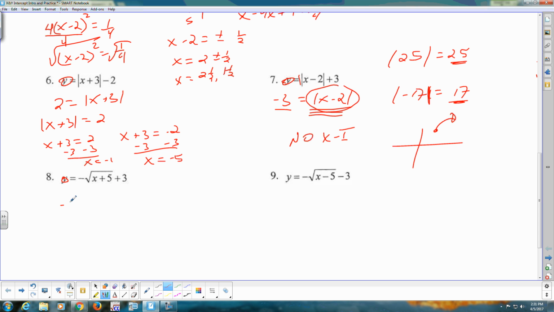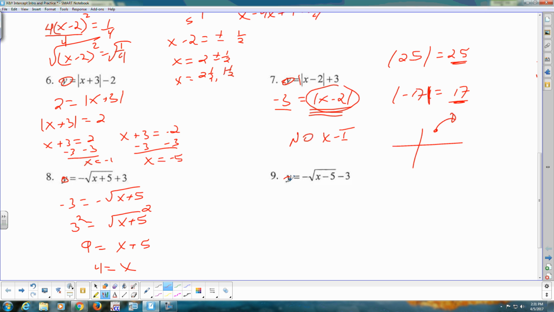Let this be 0. Subtract the 3 from both sides. Negative square root of x plus 5, divide by the negative. 3 is equal to the square root of x plus 5. How do you get rid of a square root? You square both sides. Subtract the 5 and you got it.